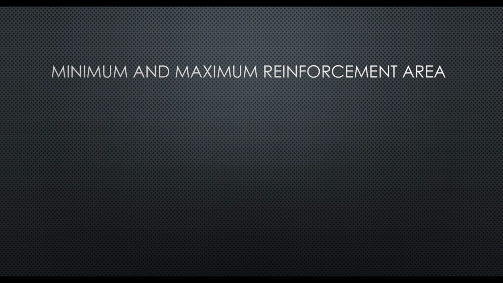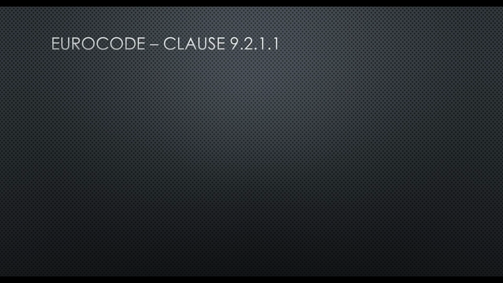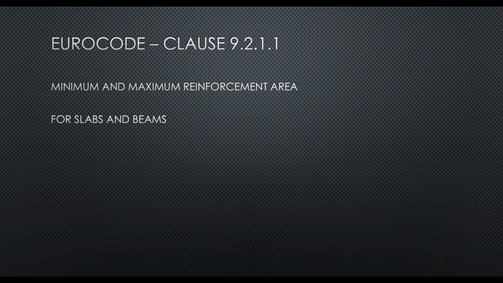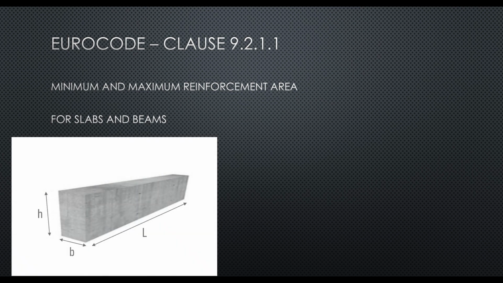So we are going to be deriving everything we have to say from the Eurocode, which is the EN 1992 part 1-1. We discussed the general rules for buildings, that is the design of concrete structures. So let's talk about the minimum and maximum reinforcement area for slab and for beam. You can find this in clause 9.2.1.1 of the code. So for example, let's say we have a typical beam.